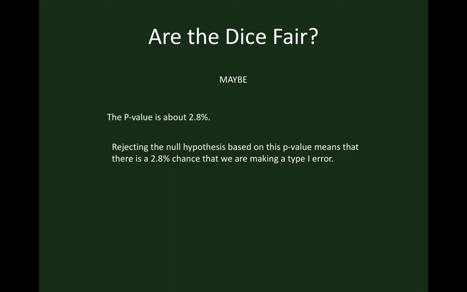So getting back to this example, rejecting the null hypothesis based on this particular p-value means that there's about a 2.8% chance that we're making a type 1 error. That's not a really big chance. And the interesting thing is, in this example, there would be no type 1 error because I've already admitted that the dice were tampered with. They are loaded dice. So the statistics would have actually identified that in this particular example.